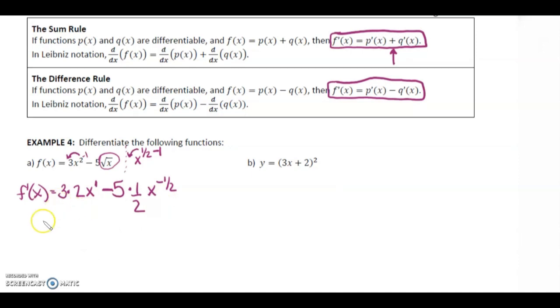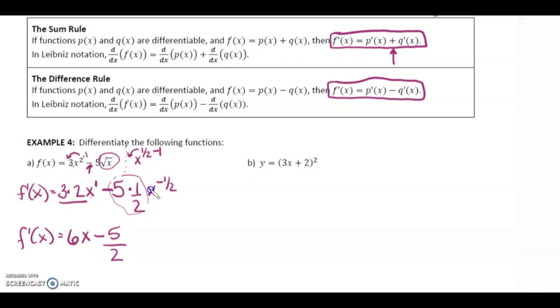Okay, now we simplify. So f prime of x equals 3 times 2, which is 6. x to the 1 is just x. So the derivative of 3x squared is just 6x. And then for the difference rule, we go minus, okay, so 5 times 1/2, it's still going to be 5/2. And I'm going to leave it as a fraction. I'm going to show you why.